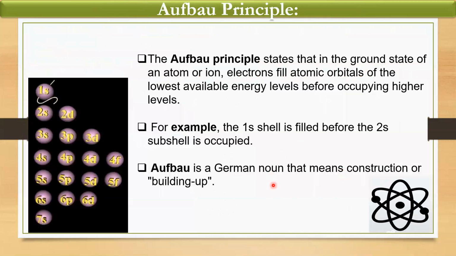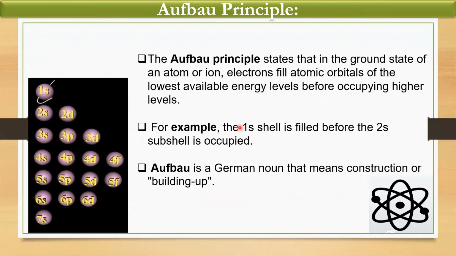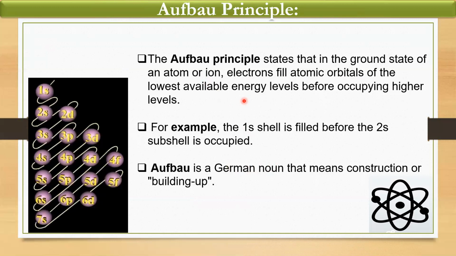Now next come the different principles, where we will learn how the electrons enter the orbitals or the shells. First we come across the Aufbau principle, which states that in the ground state of an atom or ion, electrons fill atomic orbitals of the lowest energy levels before occupying the higher levels.